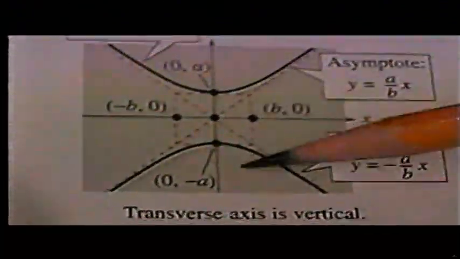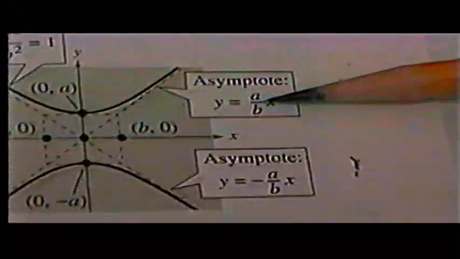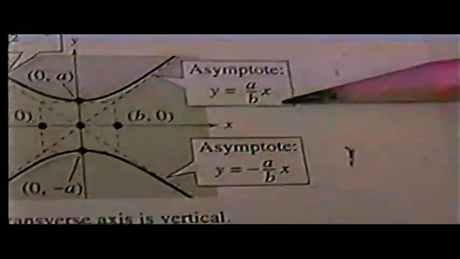And it's the same thing over here for the transverse axis on the y-axis. You have the reciprocal of the values that you had over here when you have the transverse on the x-axis. For the asymptotes, you get y equals a over b x, and y equals negative a over b x. So those are the equations for the asymptotes of the graph. Okay, let's go over to the next page, page 368.